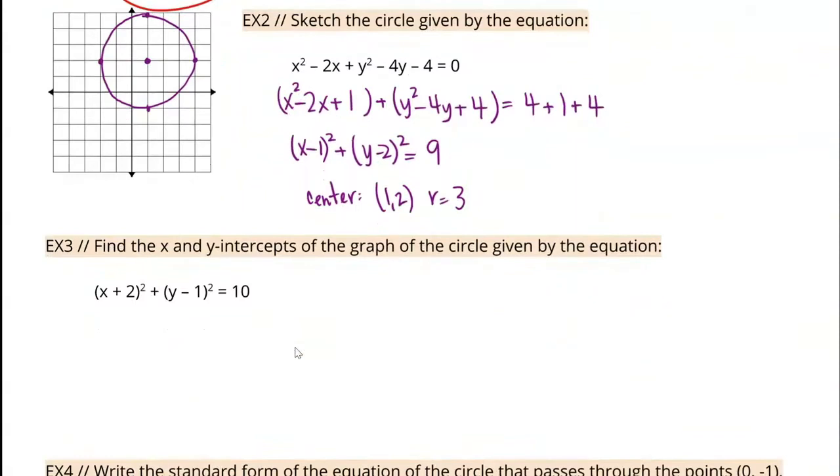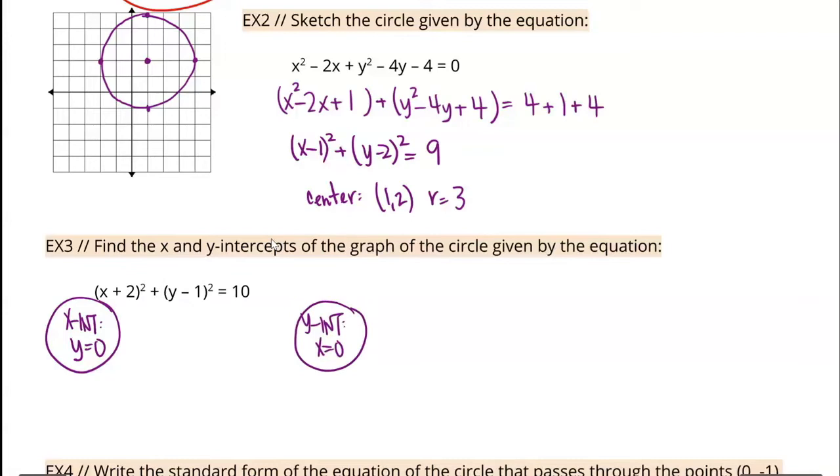For this next one, we're going to find intercepts. Where does this circle hit the x and y axis? Well, an x-intercept will occur when y is equal to 0, and a y-intercept will occur when x is equal to 0. So I'm just going to plug those two things in and then solve.